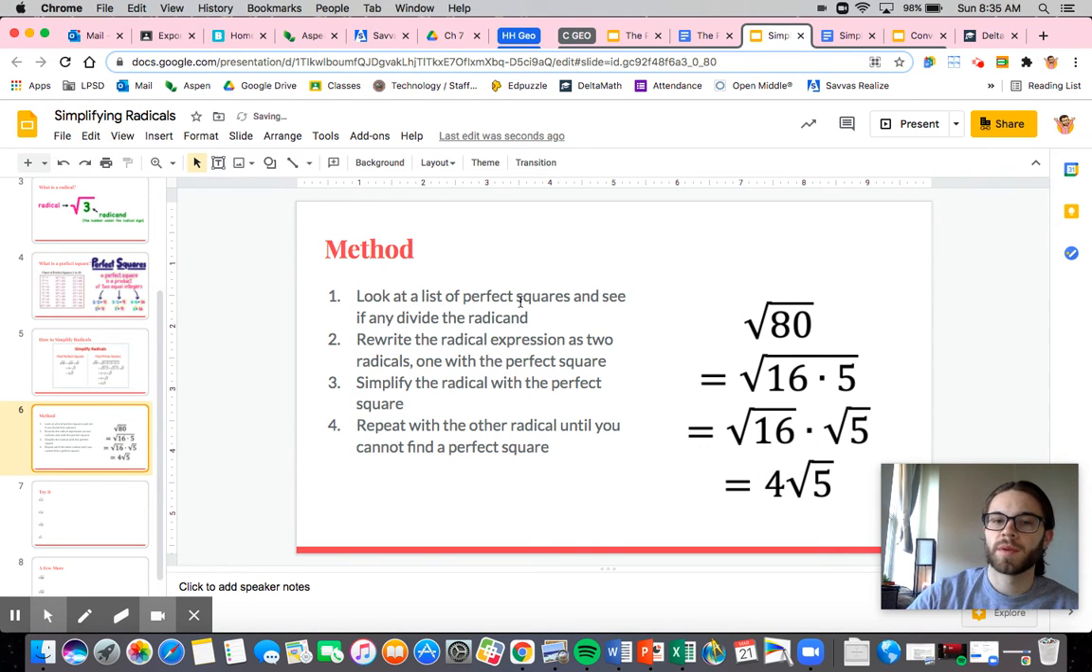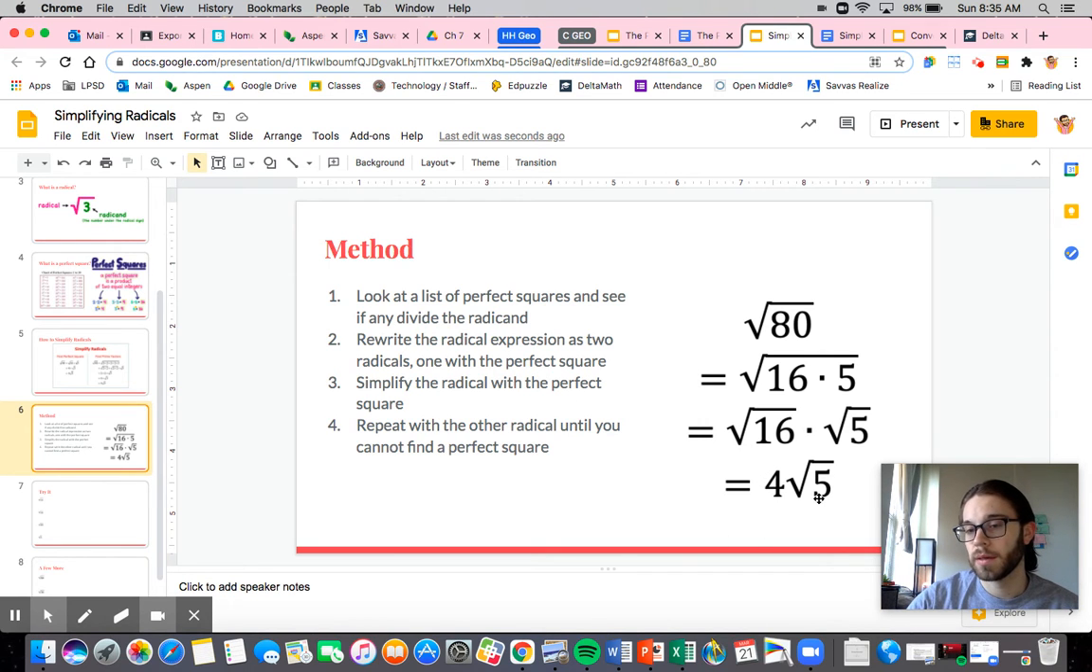So let's look. Okay, so now we have 80. So it is divisible by 16. It is 16 times 5. So I can break this into 2, right? Square root of 16, square root of 5. So what you're going to do after you divide is you're going to rewrite it as 2 radicals, one with a perfect square, one with not a perfect square. And then you're going to simplify the radical with the perfect square, right? That's where we got our 4.